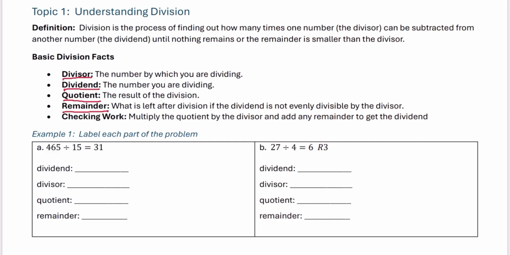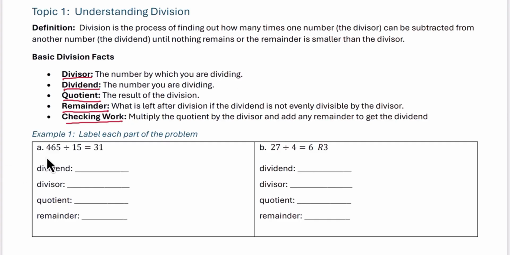The remainder is what is left after division if the dividend is not evenly divisible by the divisor. And then, checking work, we can multiply the quotient by the divisor and add any remainder to get the dividend.